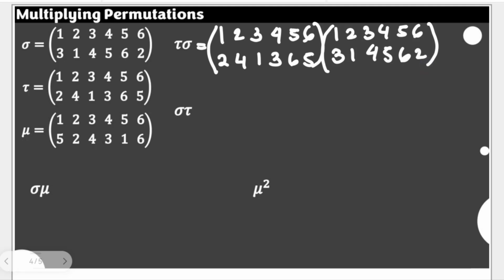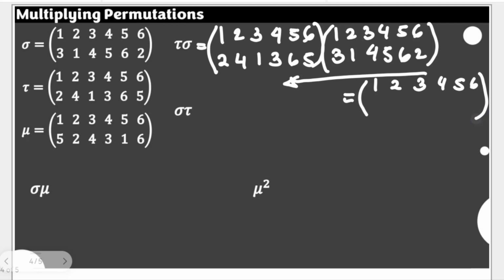If we are going to multiply permutations, we do it from right to left. And our result is also a permutation on the same set, S6. So this would be equal to, of course, we still have 1, 2, 3, 4, 5, and 6. That's still the same permutation on S6. So we're going to do it from right to left.